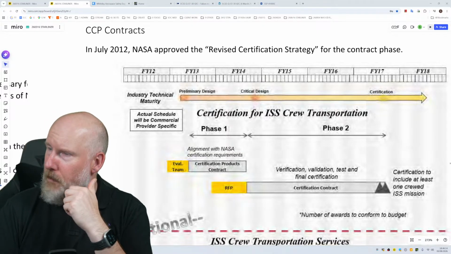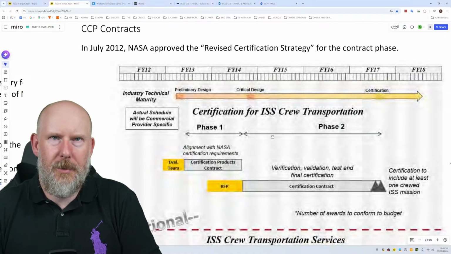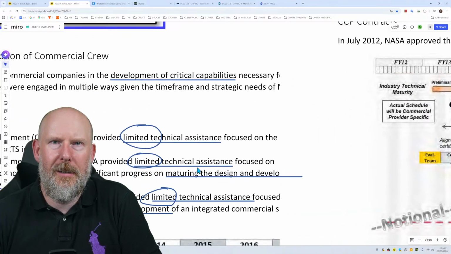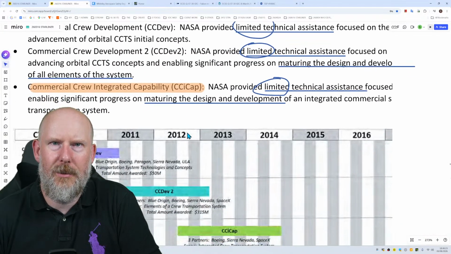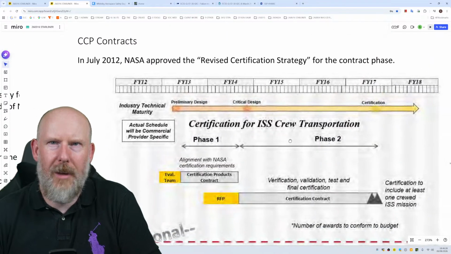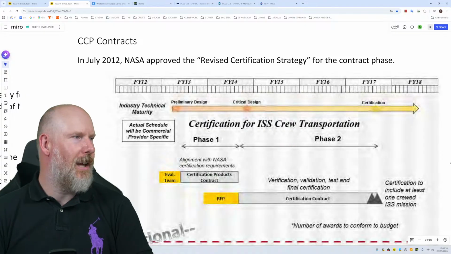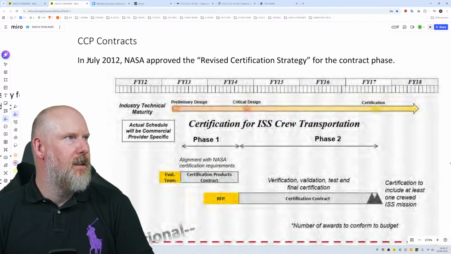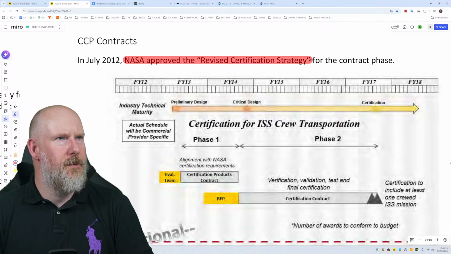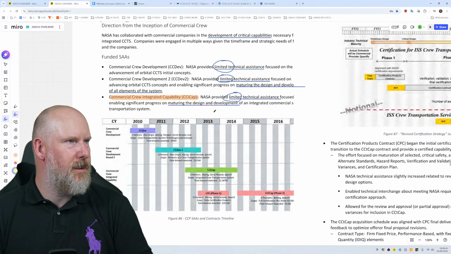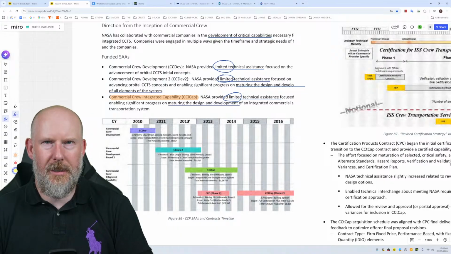Right. So in July 2012, NASA approved the revised certification strategy. Oh, so they've changed the certification strategy in 2012 for the contract phase. So this was like 2 years, 3 years into the contract.